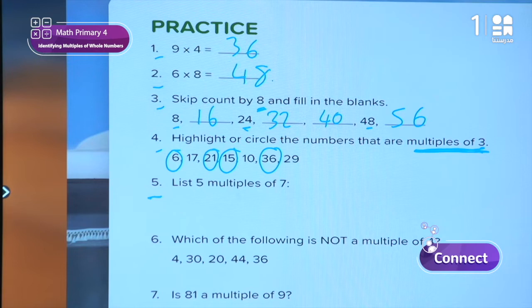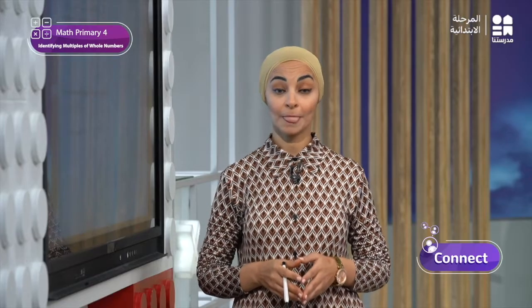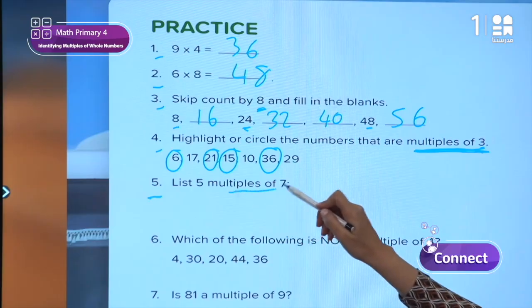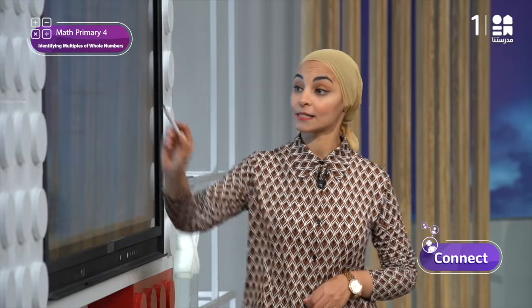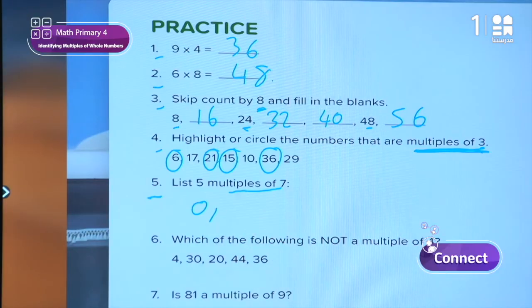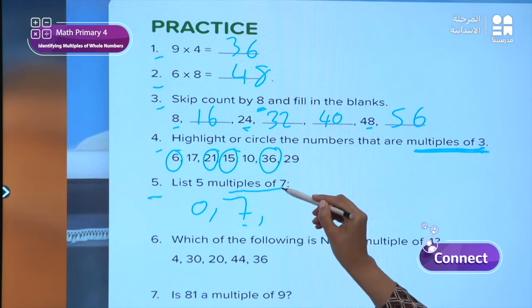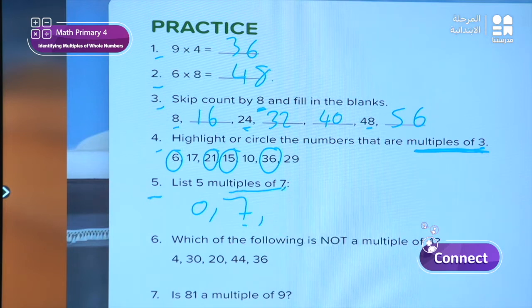Problem number 5, what does it want me to do? It wants me to list 5 multiples of 7. List 5 multiples of 7. Well, what should I do? I can choose any products from the multiplication facts of 7. Meaning any answer in table 7, or any product in table 7, will be a multiple of 7. Like what? Like 0. And what else is a multiple of 7? Number 7 itself is a multiple of 7. A number is a multiple of itself. And what else? Yes, 14.